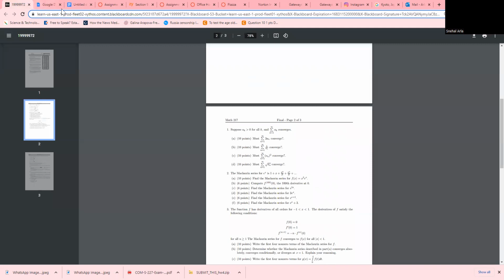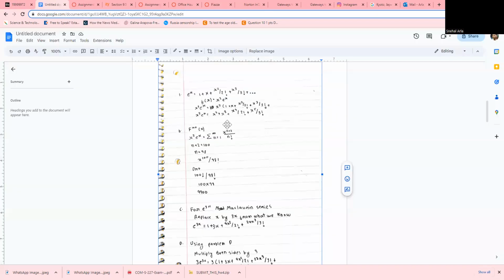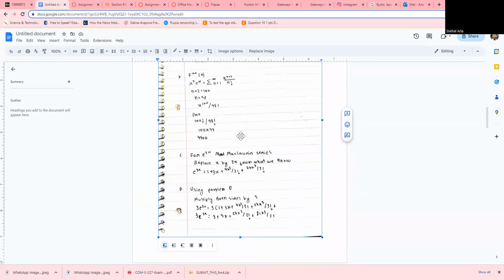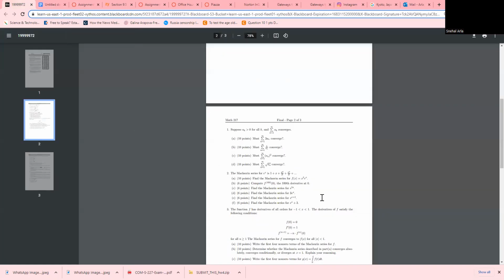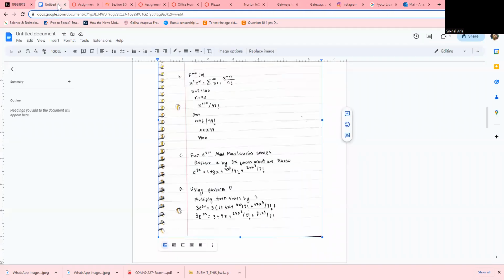So for the second one, it's compute f to the 100, the 100th derivative, at 0. So pretty straightforward again. x squared e to the x equals the sum from n equals 1 to infinity of x to the n plus 2 over n plus 2 factorial. With n plus 2 equal to 100, n equals 98, x to the power 100 over 98 factorial. Differentiating both sides, 100 times 99, which is 9,900. Now for e to the 3x.